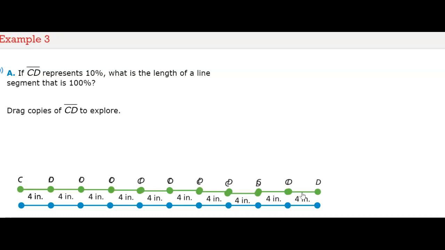the length of a line segment that is 100%. So each line CD is 4 inches. So we have 1, 2, 3, 4, 5, 6, 7, 8, 9, 10 of these 4-inch segments. So 10 times 4, instead of adding 4 ten times, you would multiply 4 times 10, and that would equal 40 inches. So 100% would be 40 inches.